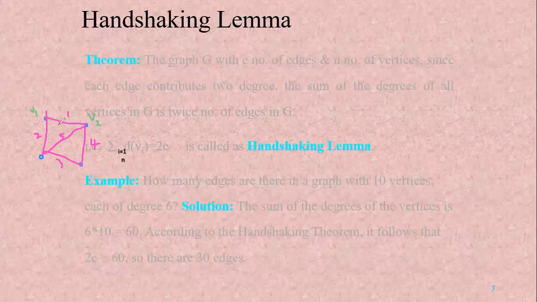Let us check. What's the degree of V1? That is 2. Degree of V2 is 3. Next, degree of V3 is 2. Next, degree of V4 is 3. The sum of all degrees is 2 plus 3 plus 2 plus 3, that is 10, which is equal to twice the number of edges. How many edges are there? 5 edges. Twice 5 is 10, which is also 10. This is called the handshaking lemma. We can check it in any graph. Yes. Thank you so much.